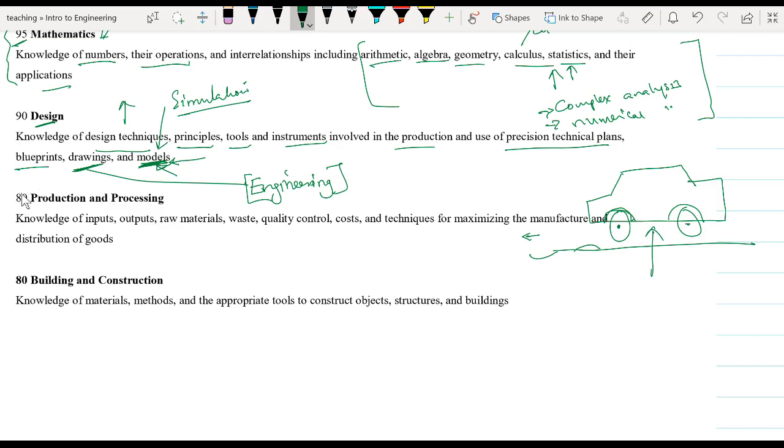So another important knowledge that you require is that of production and processing. You're going to understand that for any production, there is a requirement to know what the inputs are going to be, what the outputs are going to be, what the raw materials are, what the waste is, what kind of quality you require of your products, what costs are involved, and the techniques for maximizing your output and minimizing your input. These are the tasks or knowledge that you are going to require in your engineering profession or career.